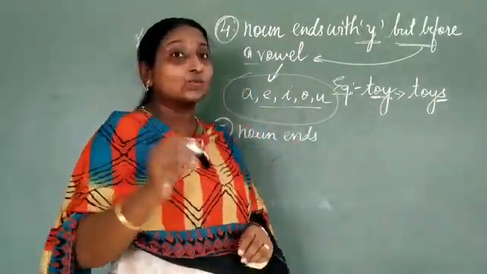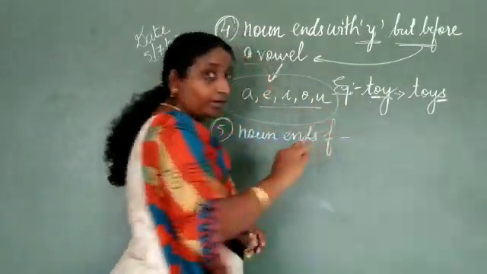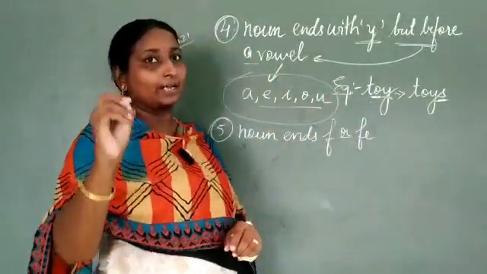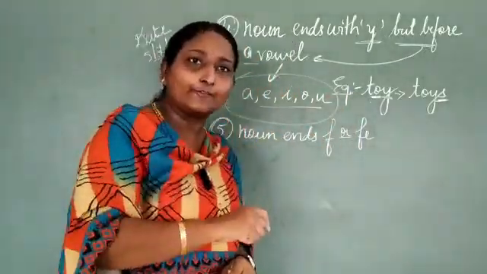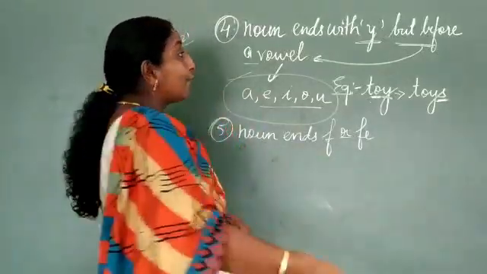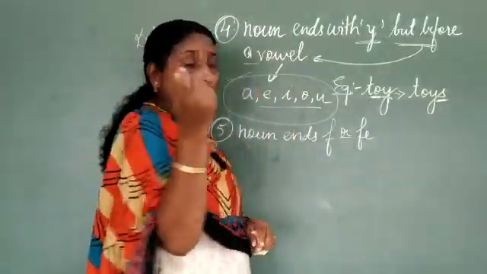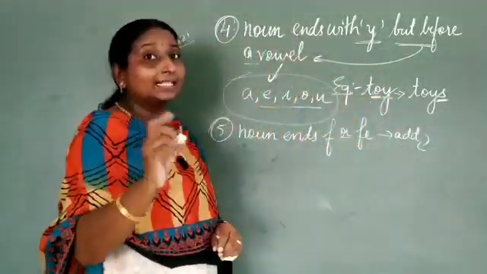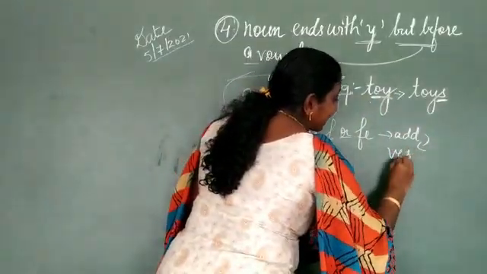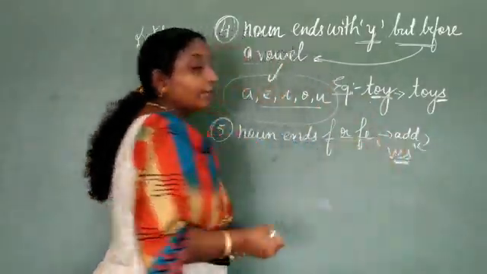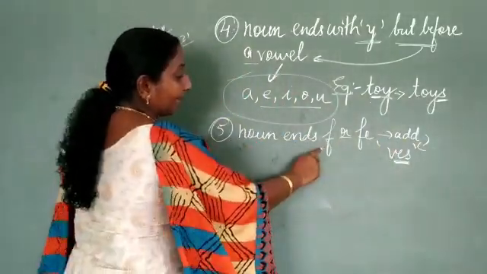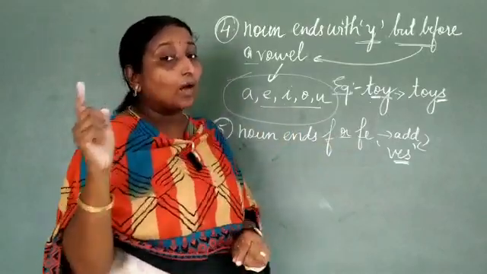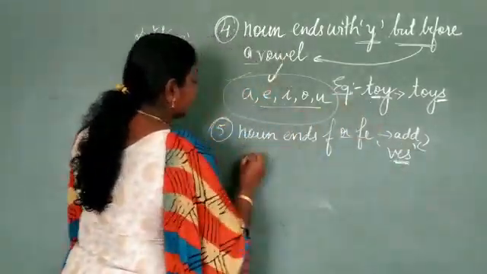Now moving to the fifth one. Suppose a noun ends with F or F-E. Suppose a singular word ends with F or F-E, and I have to make it a plural. So what I will be doing, children, to make it plural? I have to add V-E-S. If a noun ends with F or F-E and I have to make it a plural noun, I will just add V-E-S.